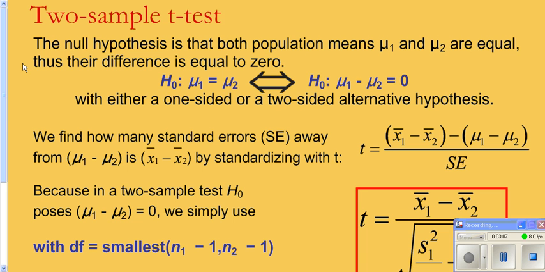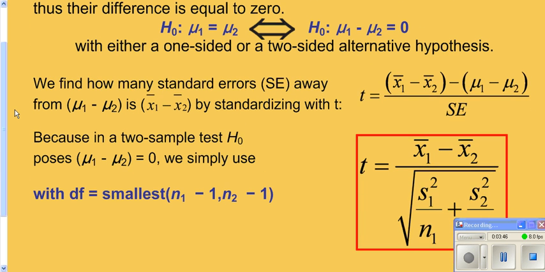Now, when we're dealing with our two-sample t-test, we're going to assume that our null hypothesis is that the two populations are equal. Now, there's two ways to write this. You could say that the population mean of the first one is equal to the population mean of the second one. Or if you subtracted your mu sub 2 from both sides, you would get this one here, mu 1 minus mu 2 equaling 0. In either case, it means that your two populations are equal and that there is no difference between the two of them.